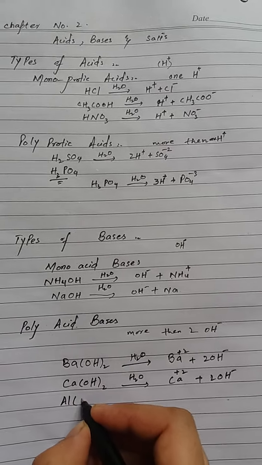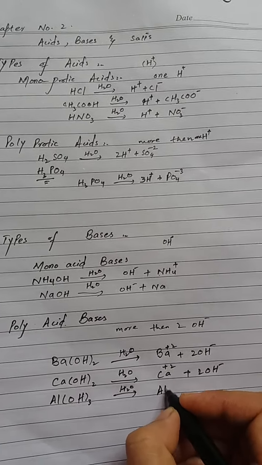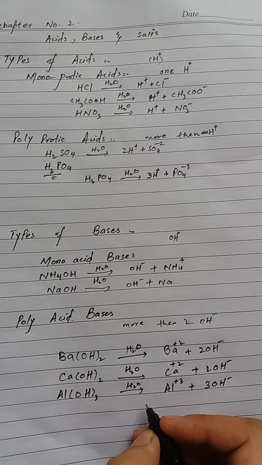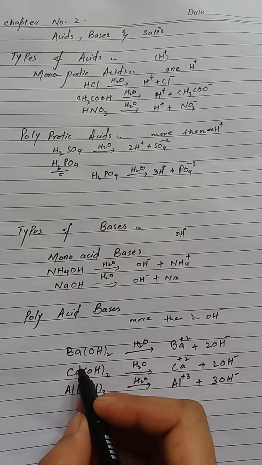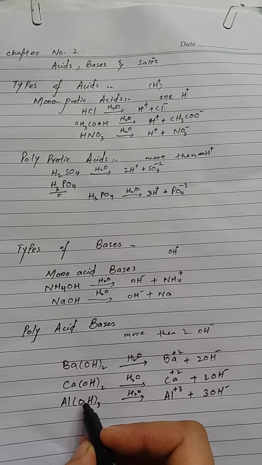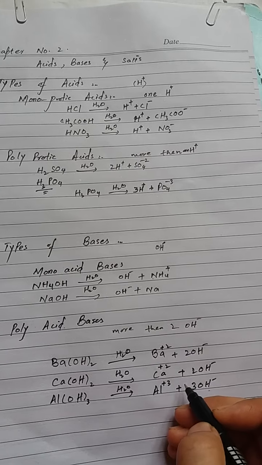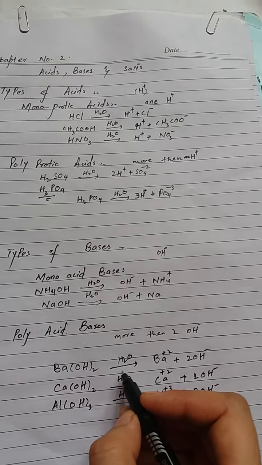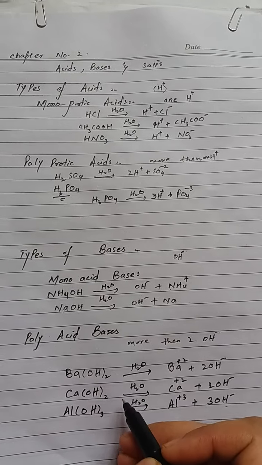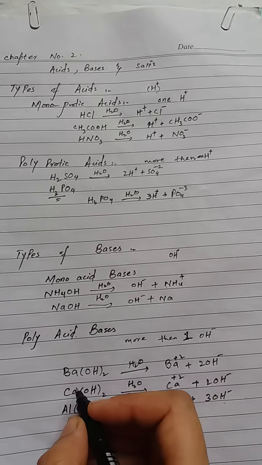Similarly, aluminium hydroxide, when it is added to the water, produces three hydroxide ions. So barium hydroxide, calcium hydroxide and aluminium hydroxide produce more than one hydroxide ion when they are dissolved in water. That's why these bases are known as polyacid bases, because they produce more than one hydroxide ion when added to the water.